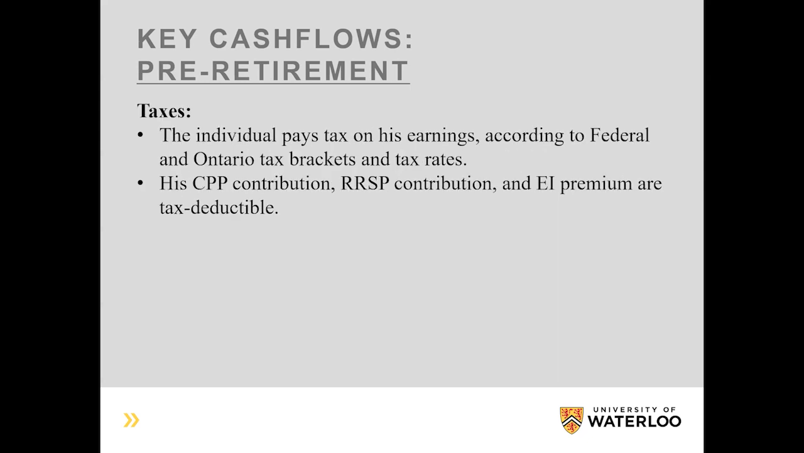Finally, we have taxes. The individual pays tax on his earnings according to federal and Ontario tax brackets and tax rates. However, his CPP contribution, RRSP contribution, and EI premium are tax deductible.